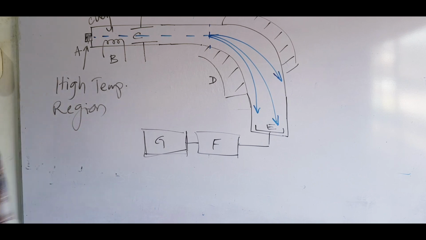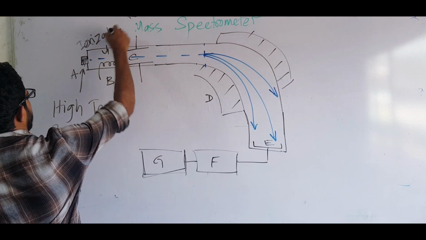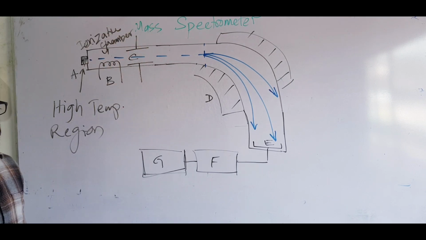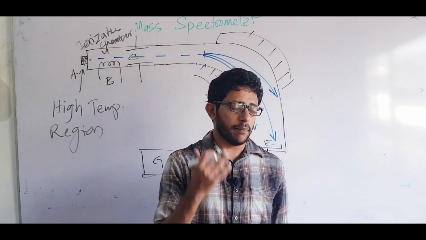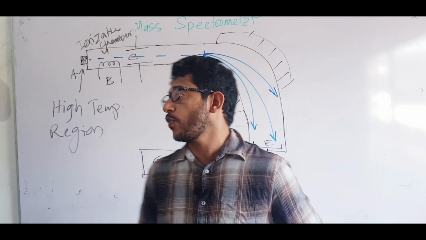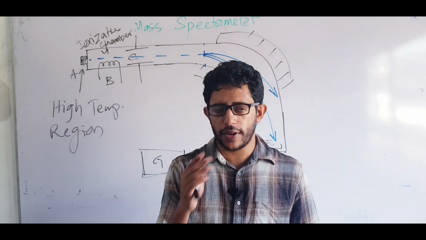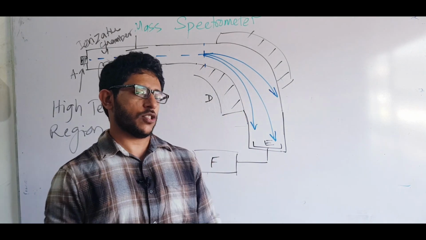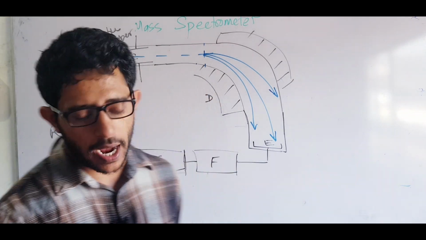Ionization chamber. What happens in the ionization chamber is we bombard high energy electrons onto the gaseous atoms formed in the high temperature region. So, bombardment of electrons with the gaseous atoms ionizes the atoms. It removes an electron, so once they are ionized, you get positively charged ions.